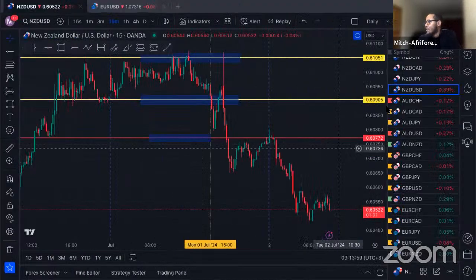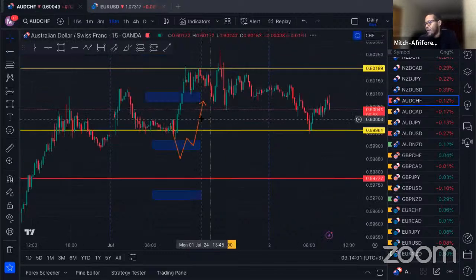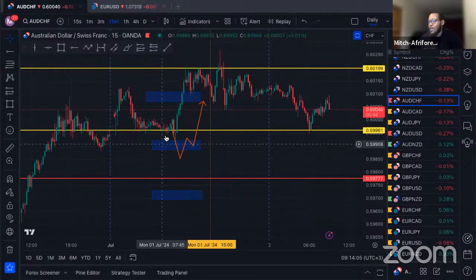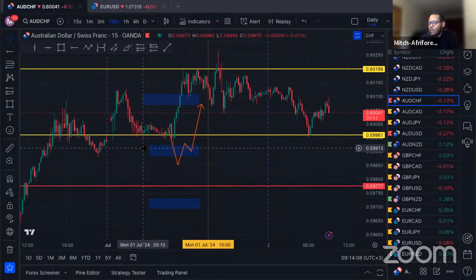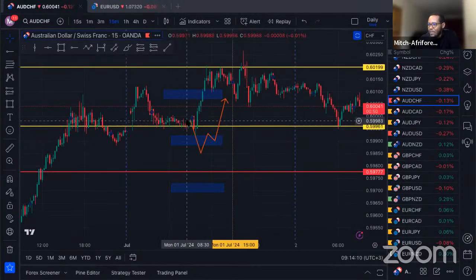So let's start off here with the Australian dollar against the Swiss franc. Now, on this currency pair yesterday, our bias was to look for buying opportunities. Now, you can see the three areas that we had pointed out. Unfortunately, we were hoping to see the price coming down a bit lower. You can see the timing that we always point out.